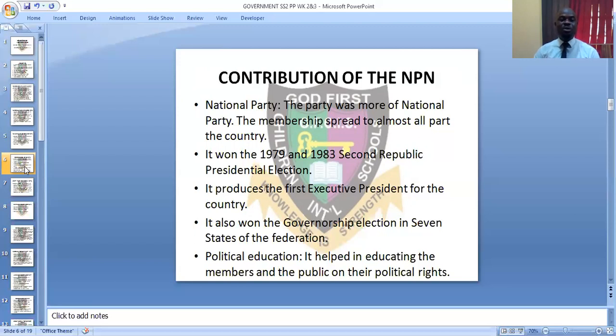It also produced the first executive president for the country, that is Alhaji Shehu Shagari. Another contribution was that it also won the gubernatorial election, that is governorship election, in 7 states of the federation.